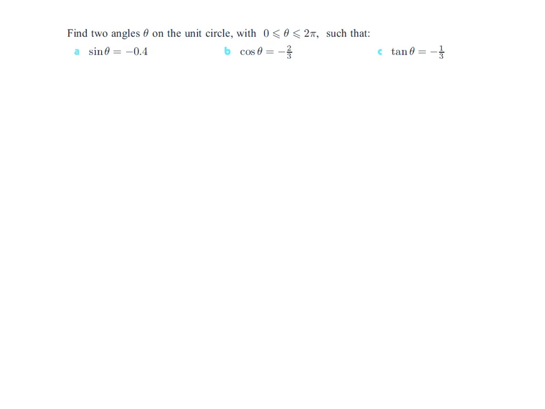Sine is negative on All Students Take Calculus. So it's negative on the third and fourth quadrants. By putting arc sine, or inverse sine, on your calculator, we get a value of negative 0.412. This negative tells us that it has to be a clockwise rotation. So the negative 0.412 refers to this angle.